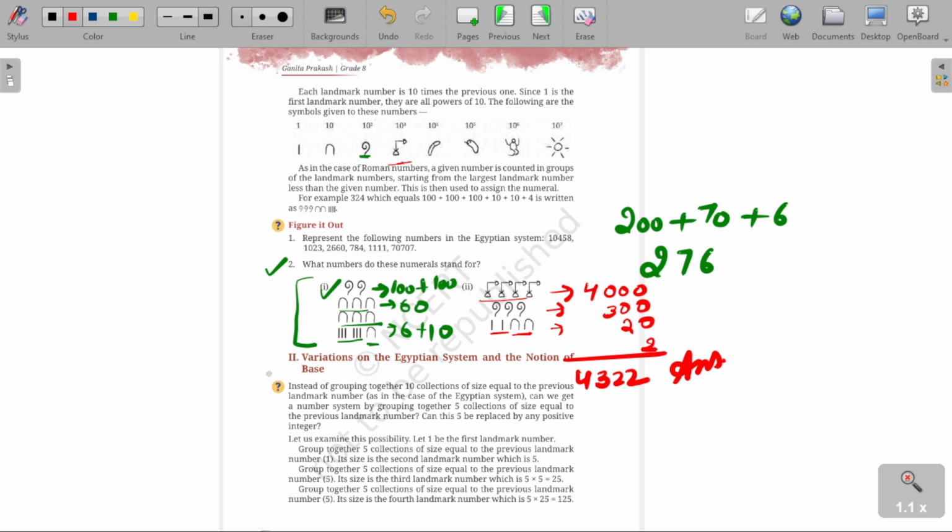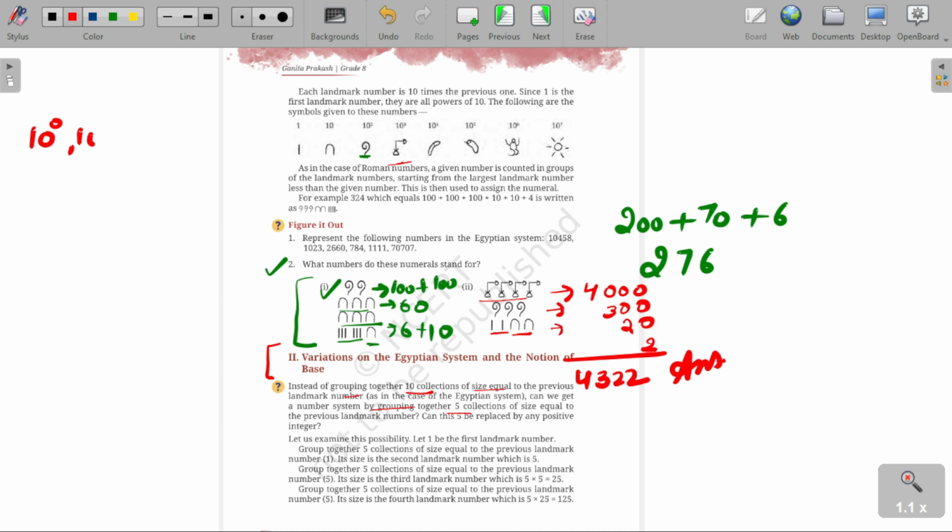So moving to the next part, that is variations on the Egyptian system and the notion of base. So what is that now? They are saying, instead of grouping together 10 collections of size equal to the previous landmark number, can we get a number system by grouping with collections of 5, or we can say the size of 5? So what are they saying?